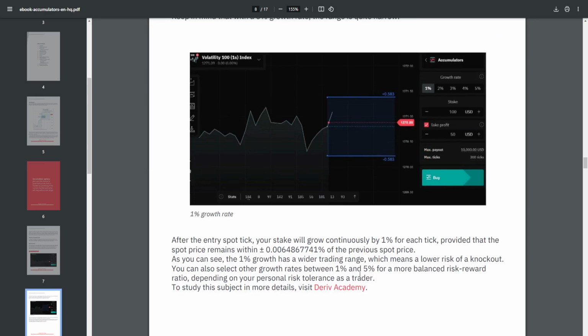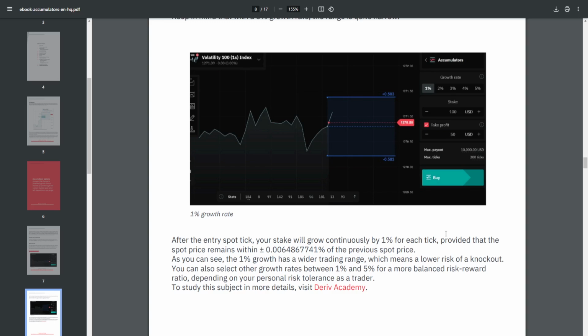Okay, so as you can see, the 1% growth rate has a wider trading range, which means a lower risk of a knockout. As you can see, the trading range is quite large, so the risk of a knockout is quite low. You can also select other growth rates between 1% and 5% for a more balanced risk-reward ratio, depending on your personal risk tolerance as a trader, okay? You can also select other growth rates. So you can select 2%, 3%, 4%, okay? For a more balanced risk-reward ratio, depending on your personal risk tolerance.